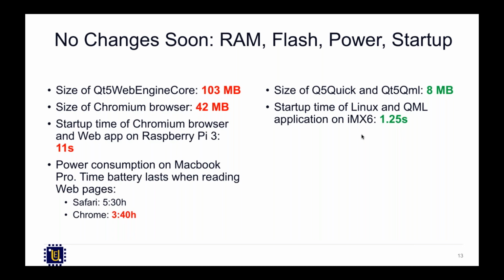With Safari, the battery lasts 5.5 hours. With Chrome, it lasts 3 hours, 40 minutes. So that is much less. And Chrome is the browser you will be using. Now you may say, well, battery, or power consumption, doesn't matter that much.